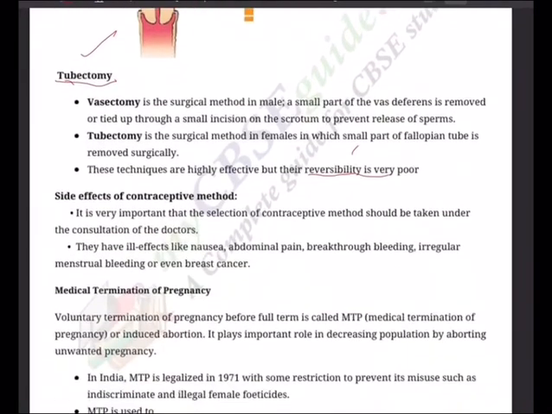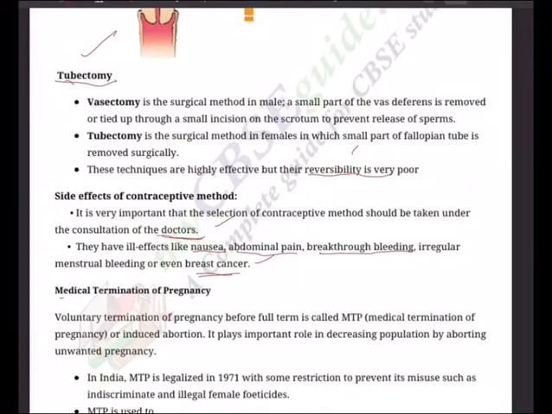And any side effects of this contraceptive method? It's very important that the selection of contraceptive method should be taken under the consultation of doctors only. They have ill effects like nausea, that is vomiting sensation, abdominal pain, stomach pain, breakthrough bleeding, irregular menstrual cycle, even breast cancer. So one must be very, very careful.